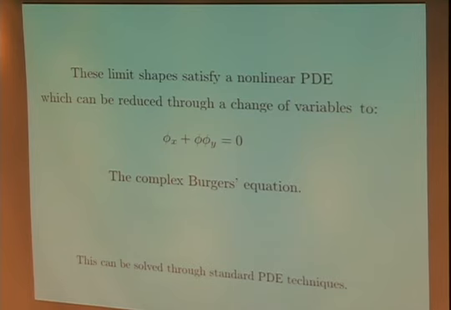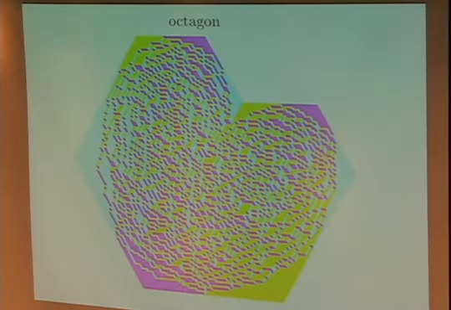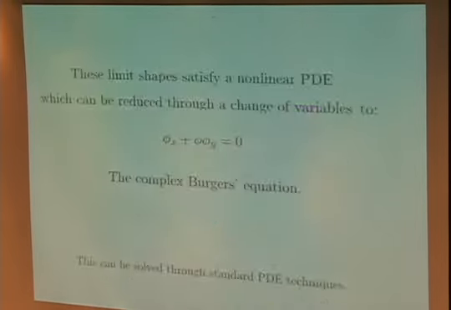C is now a function on the plane, the x and y plane, and it's a complex valued function, the x derivative of C plus B times the y derivative of C. This is something which can be solved using standard techniques from PDEs, and that allows you to actually explicitly write down the solutions for various wireframe boundaries, in particular for the hexagon and the octagon here. We can get the exact specific particular solutions.